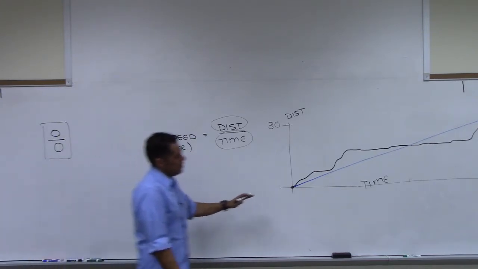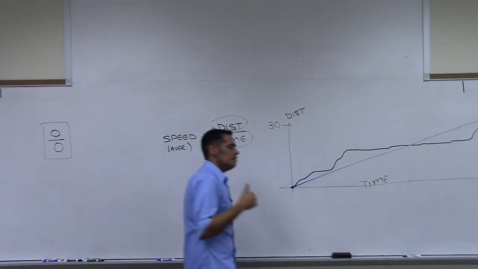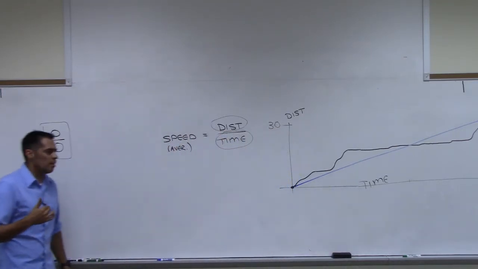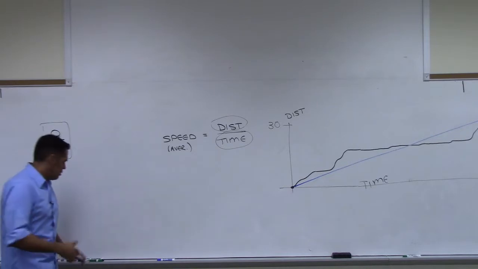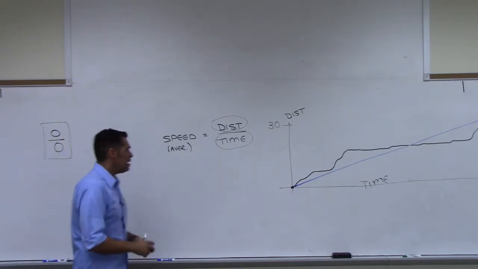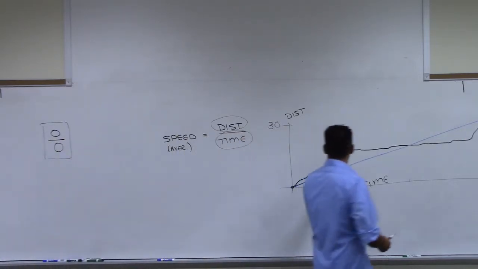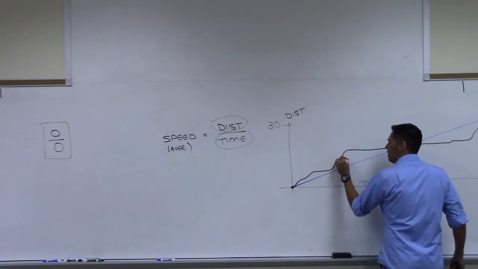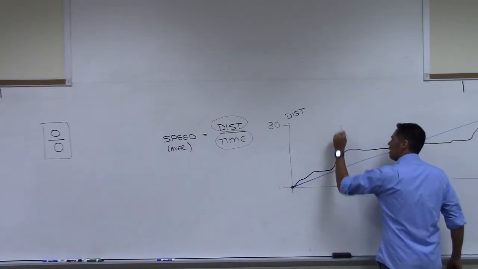Okay? That's this. So Newton and Leibniz had a more interesting question. Their question was, I'm not interested in your average speed. I would like to know at that particular instant in time, right there.